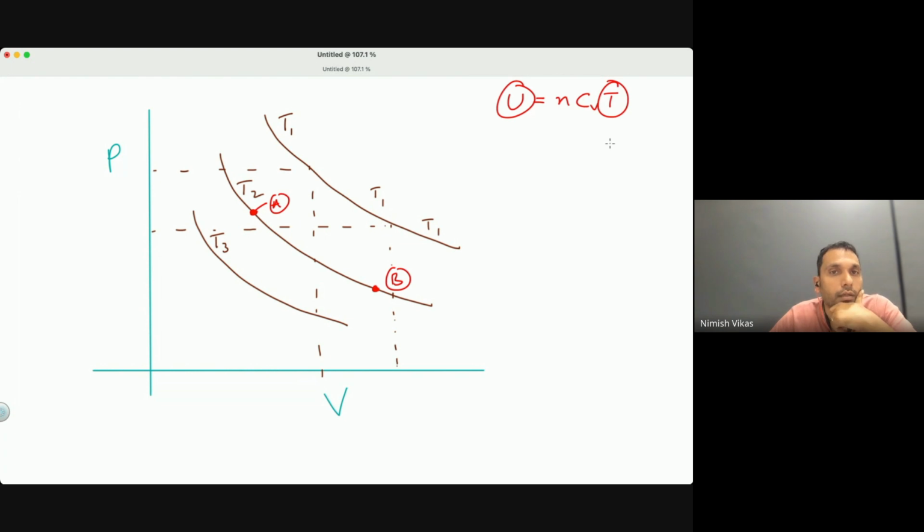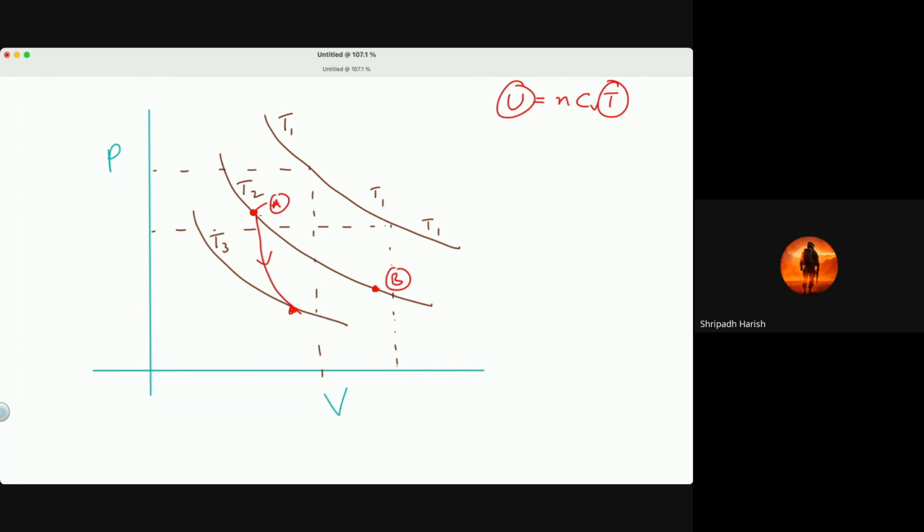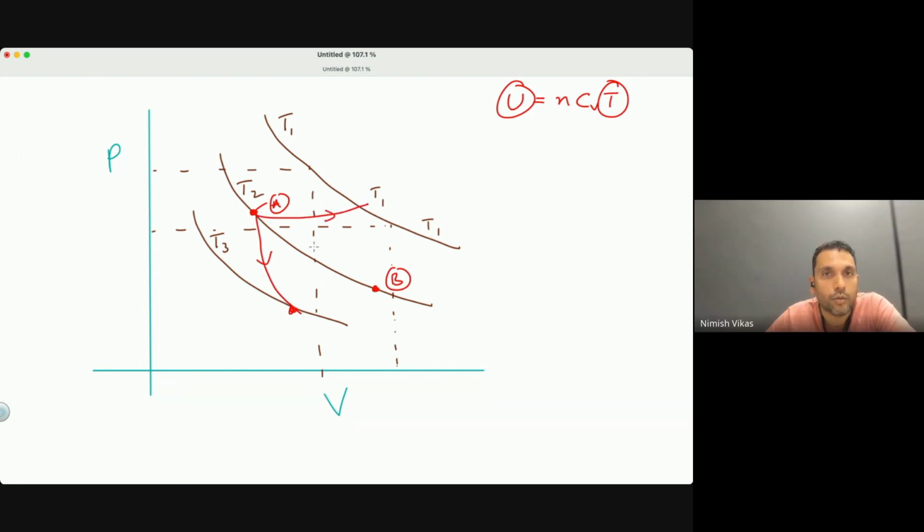Is that clear? So if you get a diagram where a process went from here to there, will you be able to comment whether the internal energy increased or decreased? You should be. You say, oh, temperature decreased, so internal energy decreased. If it went from here to there, you say, oh, temperature increased, so internal energy increased. Now, I think some of you are understanding, so I'll show you one more thing.